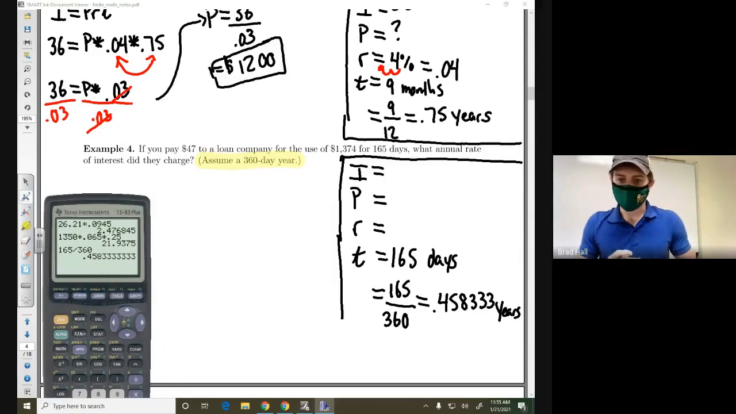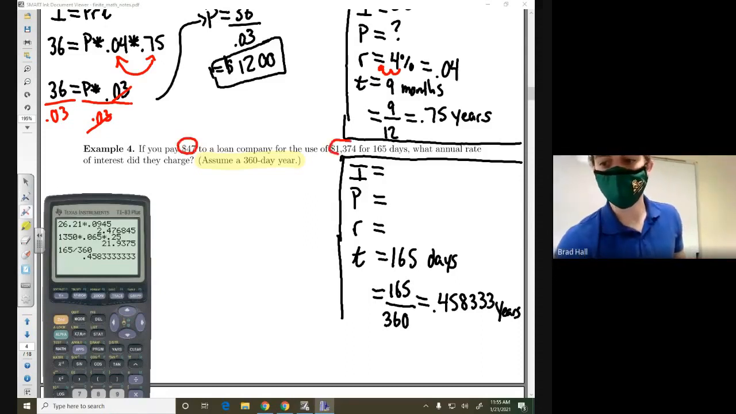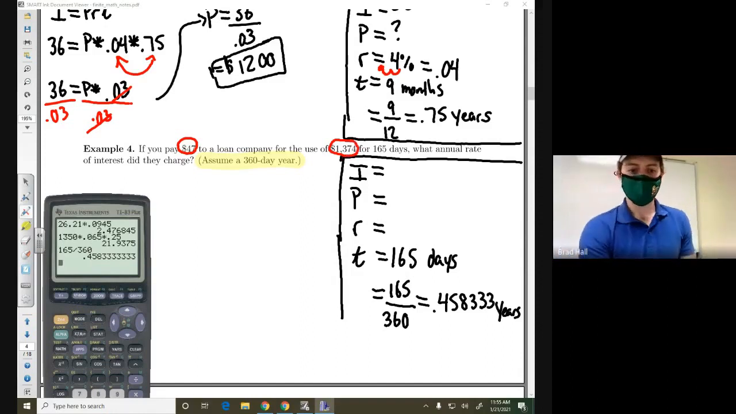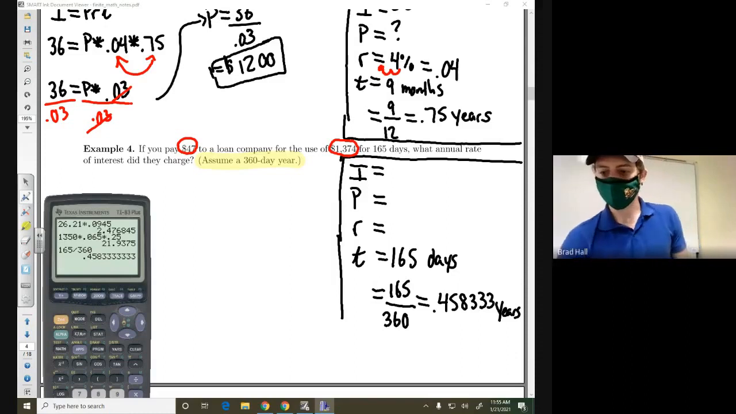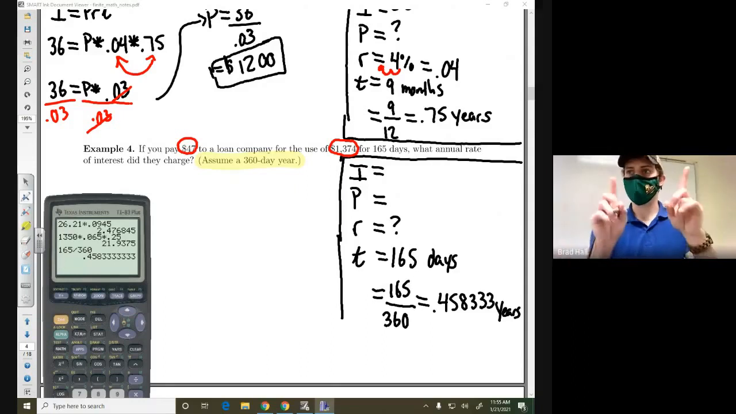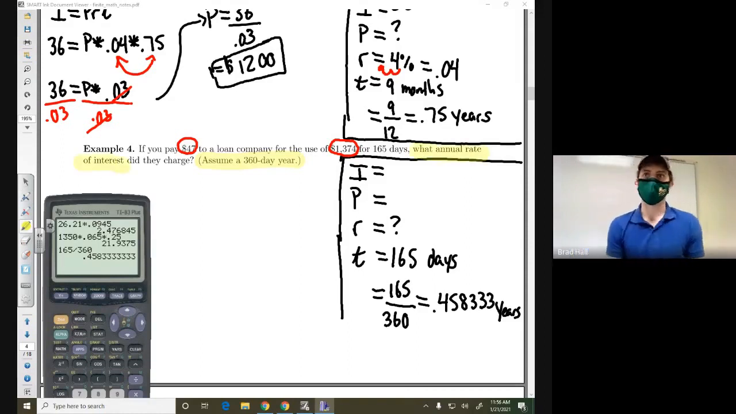I see the $47 and the $13.74. Now, one of these values has to be I, and one of these has to be P. Because obviously none of these are rates, because rates are expressed by a percentage. So one assumption we can make is that the rate is unknown. Because we have 2 monetary values. None of those can be the rate. And additionally, what annual rate of interest? Also says it right there. It asks for the rate.